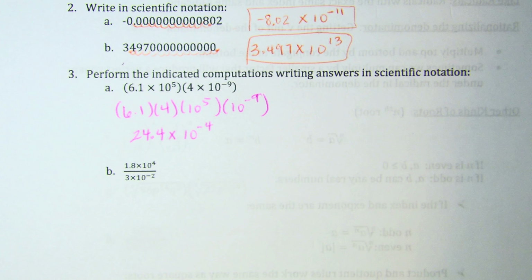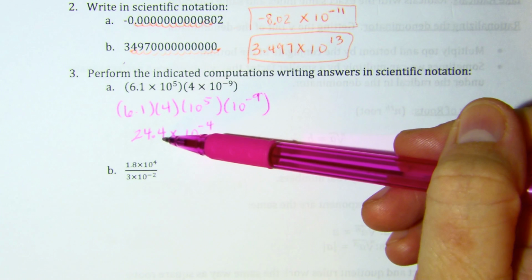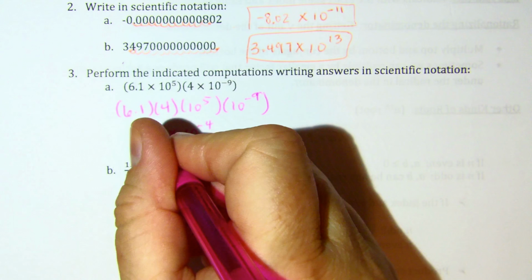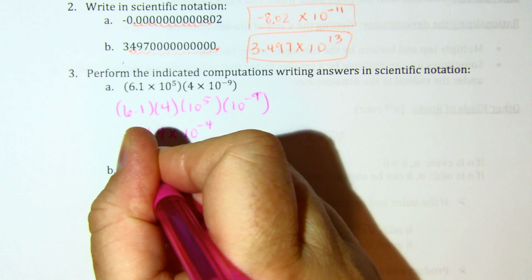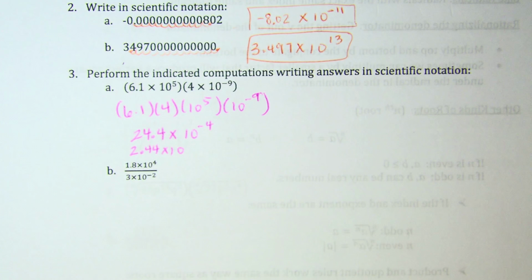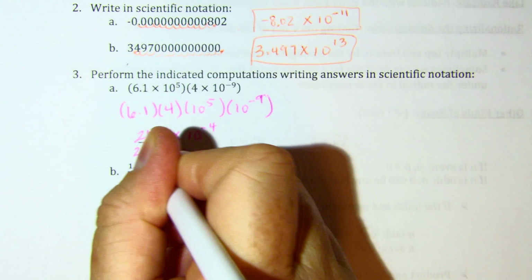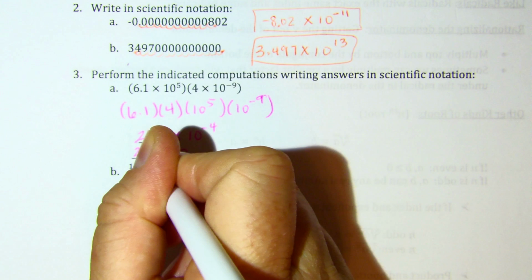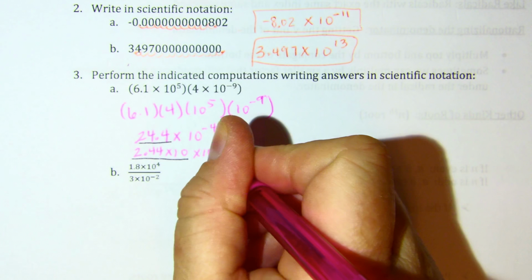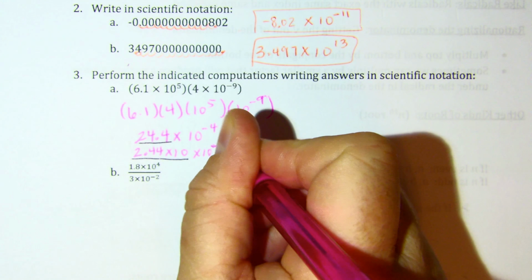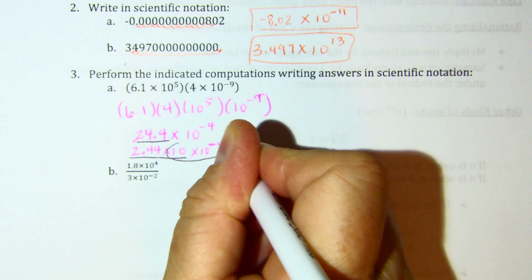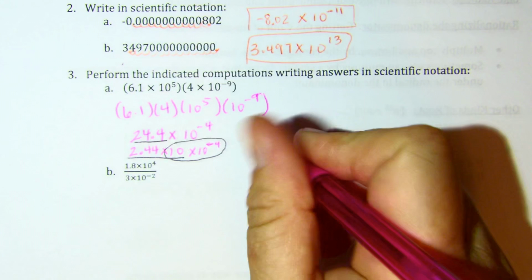This number is not between 1 and 10. So here's a trick you can use. 24.4 is the same thing as 2.44 times 10. These two pieces here are the same. 10 times this gives me this. And bringing the rest of this down, times 10 to the negative 4th power. Well, now I can group these two, 10 to the 1st power and 10 to the negative 4th power. That gives me 10 to the negative 3rd power.